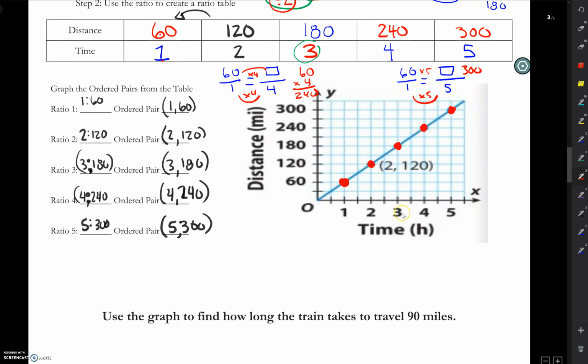Now the question here is asking us, how long will it take to travel 90 miles? So 90 miles is about here. How long would it take? Here's about 90 miles. It would take about an hour and a half, 1.5 hours.